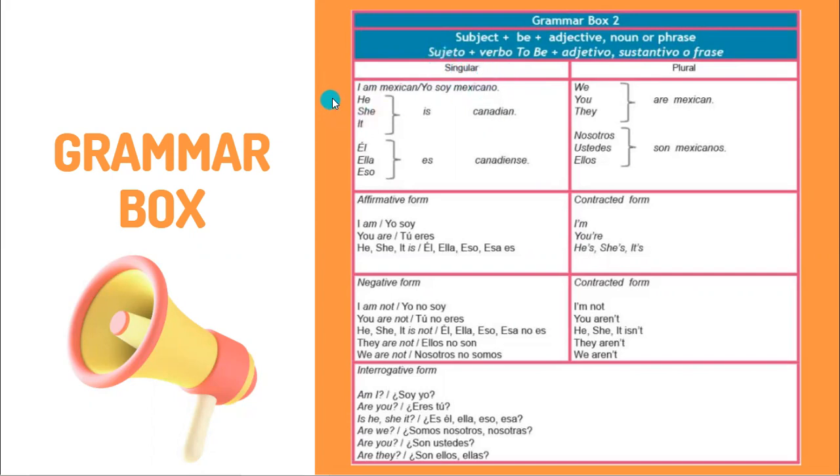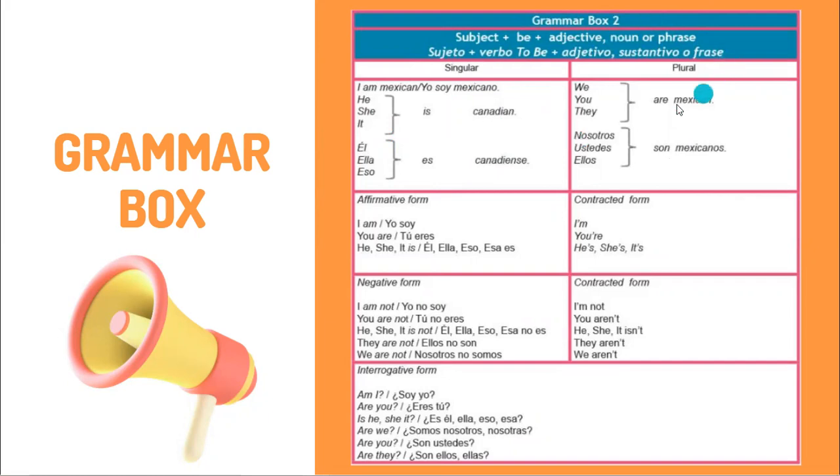So for the pronouns he, she, and it, the correct way to use the verb to be is: is Canadian. En español, él, ella, eso, el verbo ser sería es canadiense. Ella es canadiense, él es canadiense. En inglés sería she is Canadian.